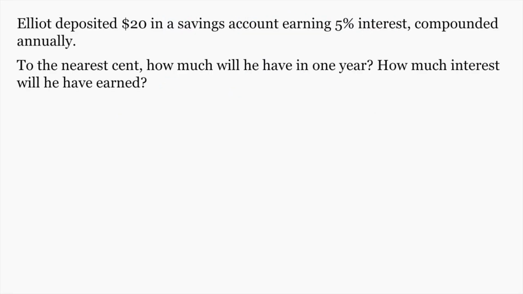Elliot deposited $20 in a savings account, earning 5% interest compounded annually. To the nearest cent, how much will he have in 1 year? How much interest will he have earned? We are going to start with the compound interest formula. B equals P multiplied by 1 plus R to the power of T. Let's first identify our variables.